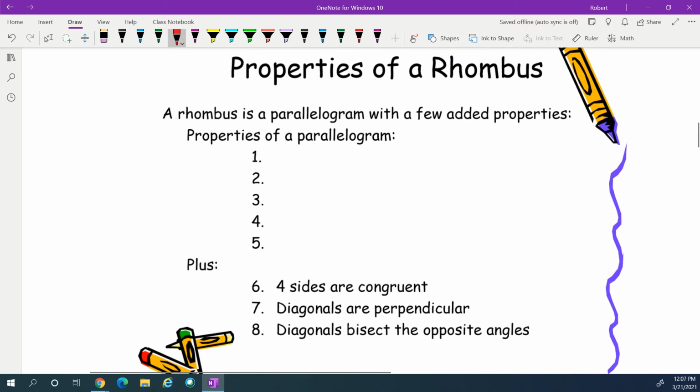The properties of a rhombus include the five properties of a parallelogram. So remember things like both pairs of opposite sides are parallel and both pairs of opposite sides are congruent. We also have both pairs of opposite angles are congruent. Consecutive interior angles are supplementary. And the diagonals bisect each other.